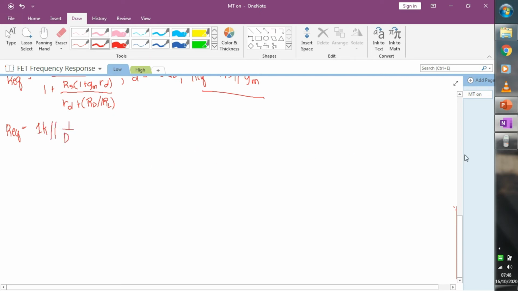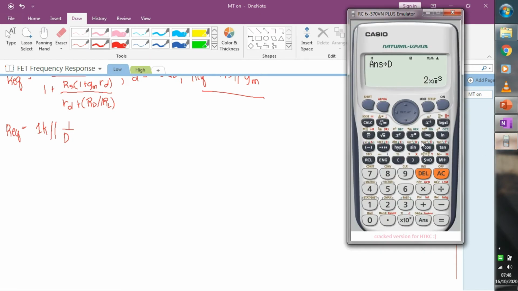We stored GM in variable D earlier. Okay, so that's 1 kilo plus D inverse. Isn't it 1 over D, D inverse? So, we just invert it again. So that's just plus D. So, 1 inverse.